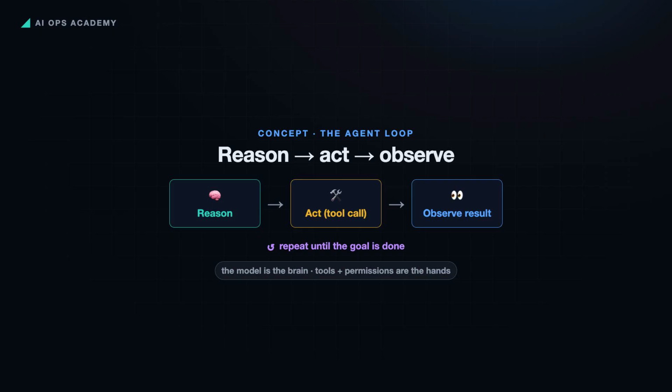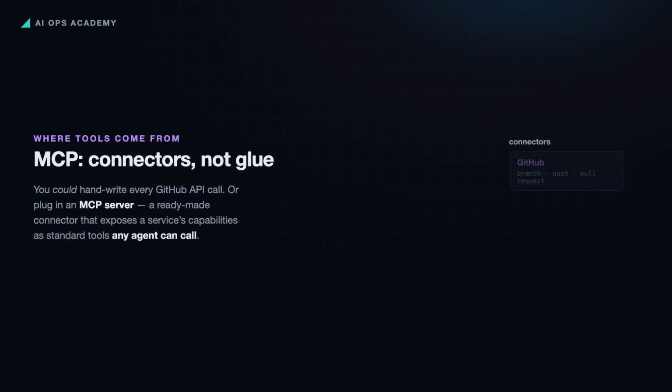That request and response cycle is the agent loop. The model reasons, picks a tool, the tool executes, and the model observes the result. Then it decides the next step. Reason, act, observe. Around and around until the goal is done. The model is the brain. The tools, and your permissions, are the hands. Now, where do the tools come from?